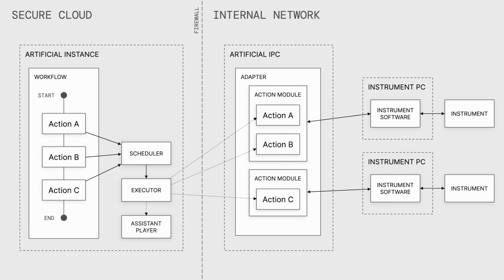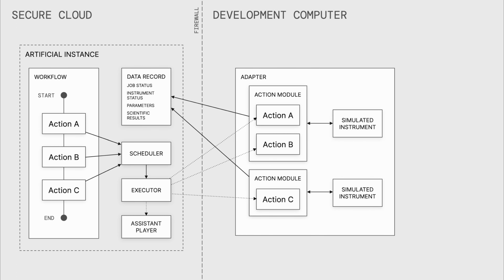And of course, during execution, each action module is sending information back to the data record, including job status, instrument status, parameters, and scientific results. This is how artificial works in production. To make things faster and safer during development, you can also run the adapter directly in your development environment, rather than on the IPC, and run workflows on simulated instruments. Let's see how all this works in practice.